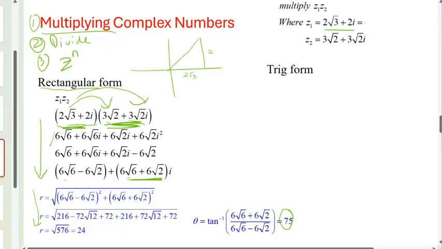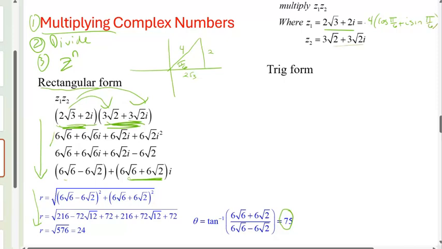You recognize that? You should. This is 30 degrees, right? And then this would have to be 4. You don't even have to do the Pythagorean theorem if you can recognize that stuff. So this is equal to 4 times the cosine of pi over 6 plus i sine pi over 6.